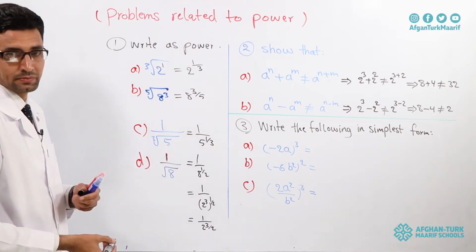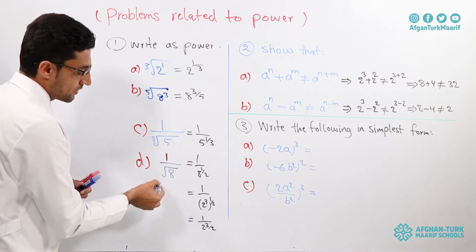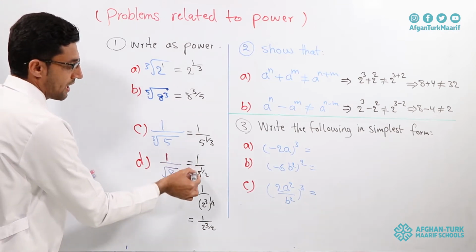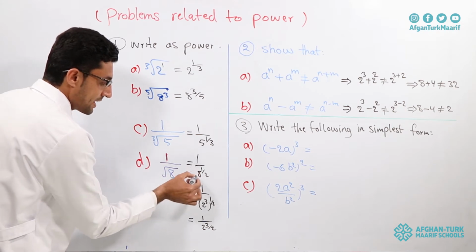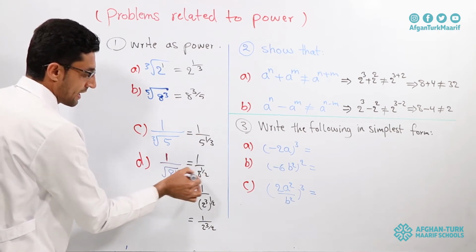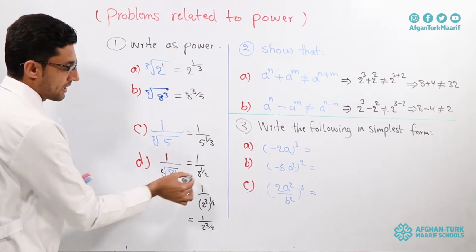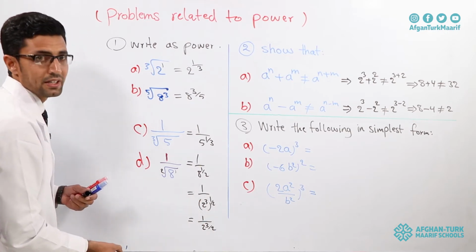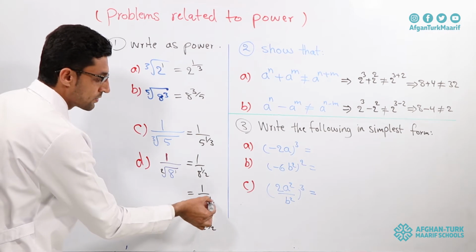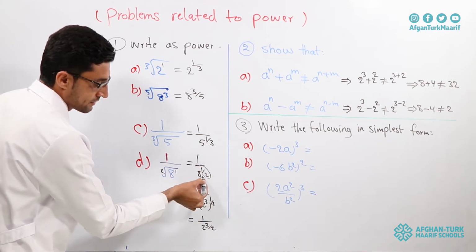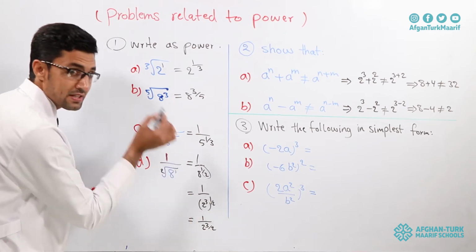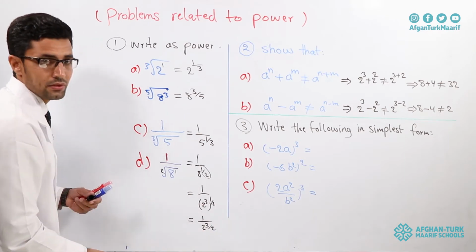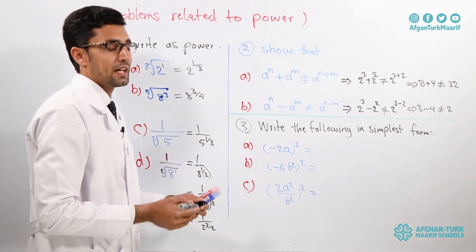There is another example. 1 over square root of 8. How do you write it as power? 1 over 8 is the base and the power is 1. And how about the degree? 2. It will go to the denominator. And I can write 8 as 2 to the power of 3, and the whole to the power of 1 over 2. This 3 will be multiplied. You studied the properties. 3 multiplied by 1 is 3, divided by 2.